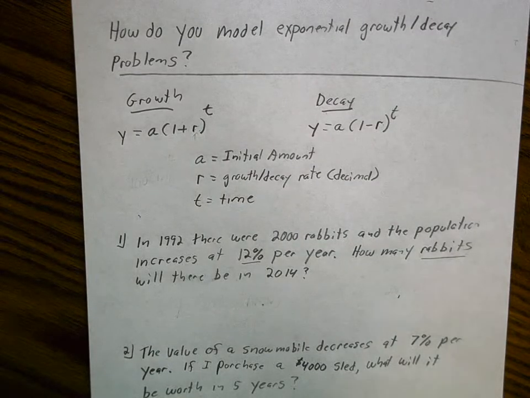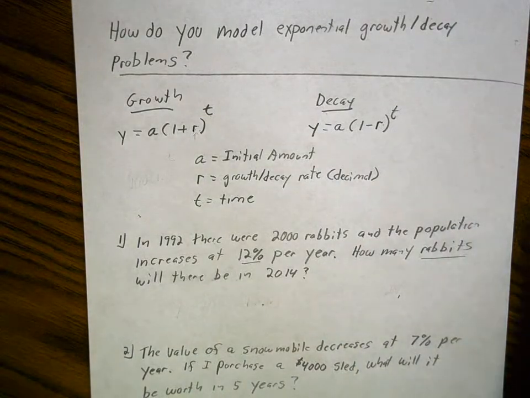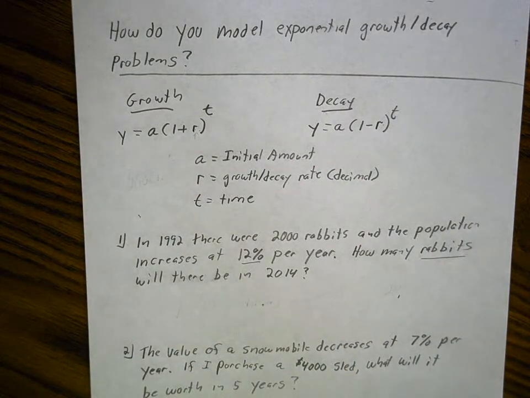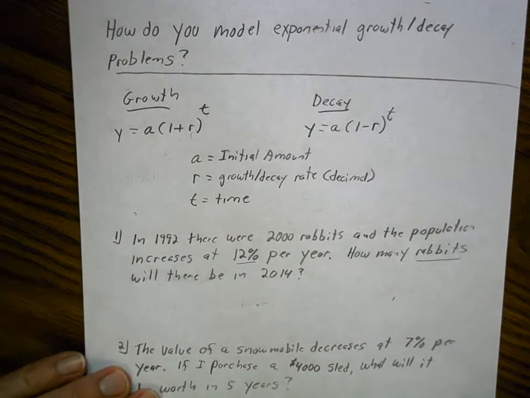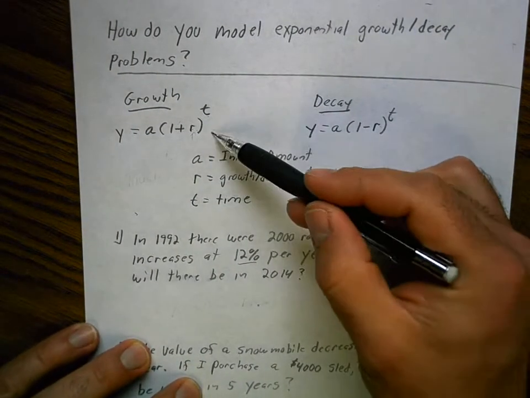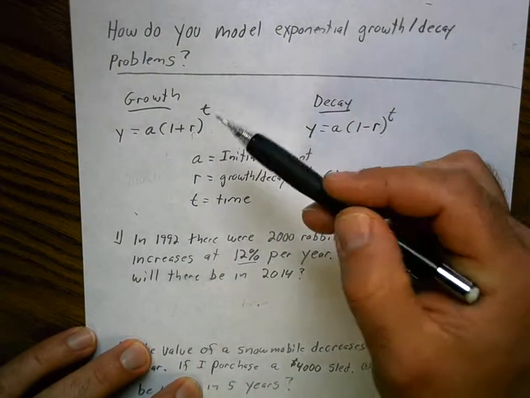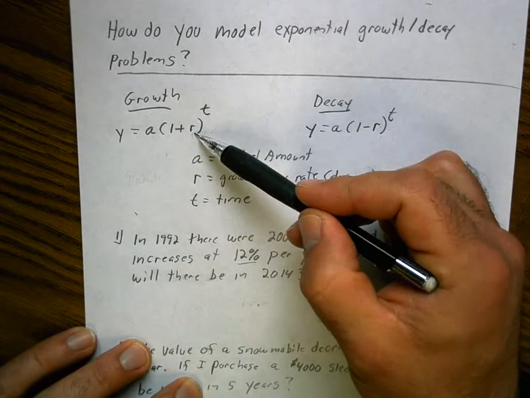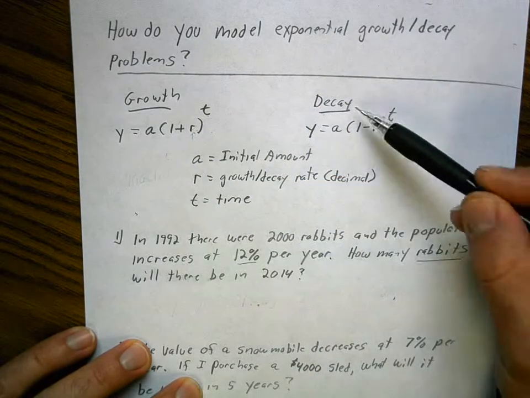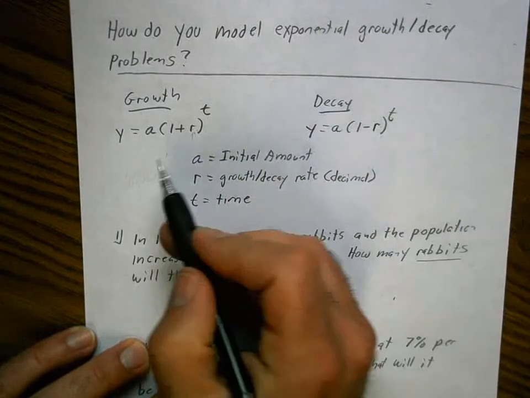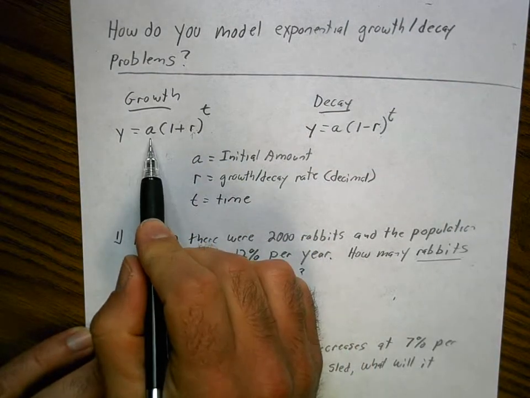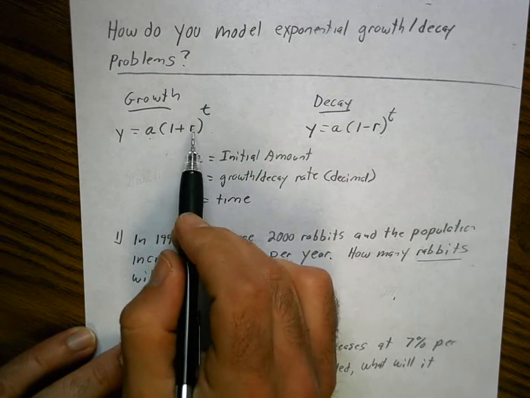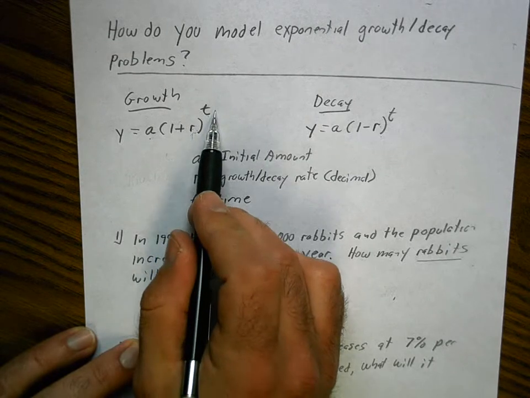Okay, so we're going to look at how to model exponential growth and decay problems. This is the second part of sections 7.1 and 7.2. The formulas are here for exponential growth and exponential decay. The difference is we're going to add the rate for growth versus subtracting the rate for decay. A is my initial amount, R is my rate, T is my time.